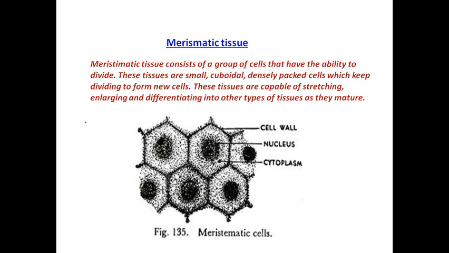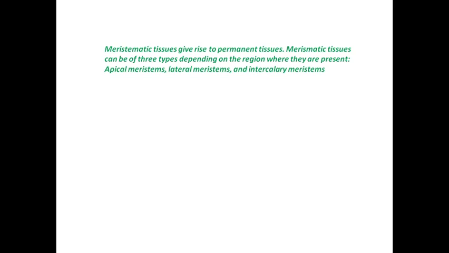Why do they stretch? Why do they enlarge? Because they have the capability to divide. So this is a meristematic tissue. Now coming to the next, these meristematic tissues give rise to permanent tissues. When they differentiate, or you can say when they mature, they give rise to different types of permanent tissues.